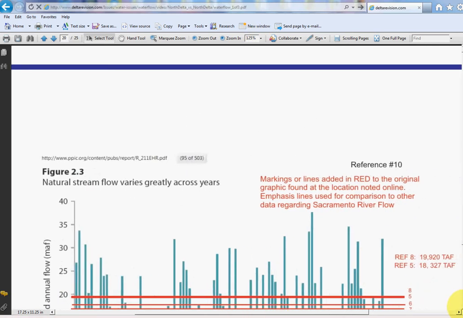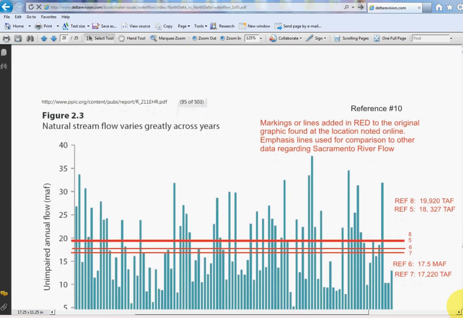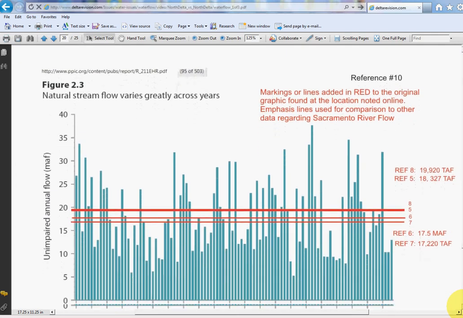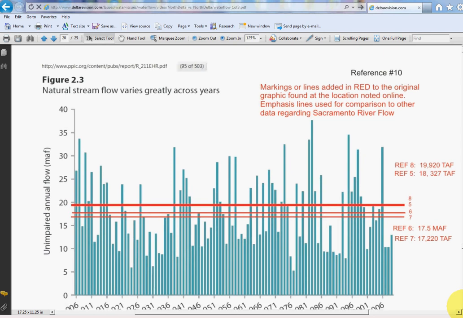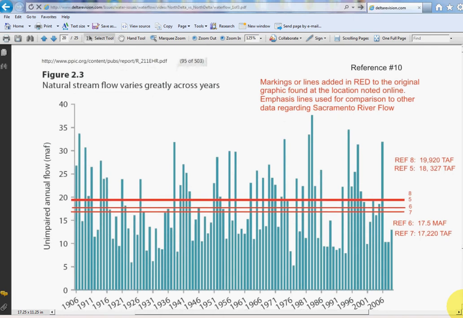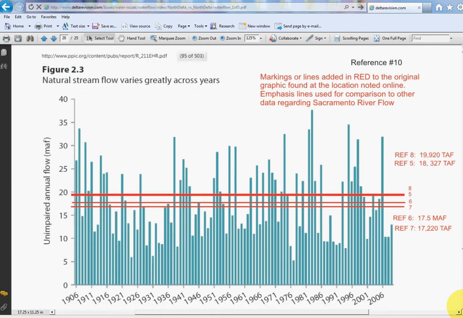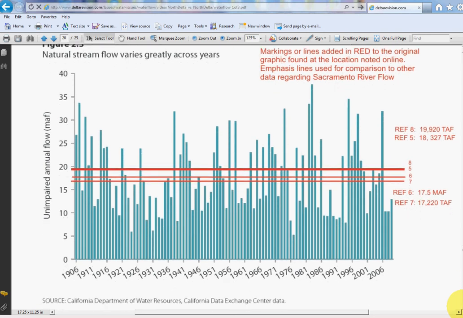This is an organization called PPIC that gets funding from nonprofits and organizations that want to take more water out of the Delta. But I thought it was an interesting slide or graphic. They said here it is unimpaired annual flow on the Sacramento River water, and you see where they got their references, and they use Department of Water Resources, and sometimes it's kind of hard to find the exact numbers, but it shows a really big variability here on stream flow.